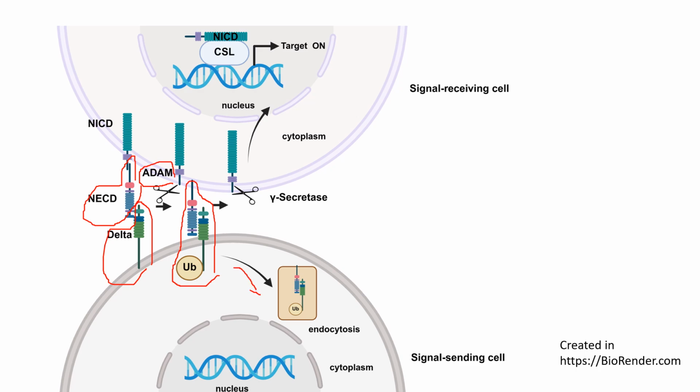The complex is endocytosed into the signal sending cell, and in the signal receiving cell, a second cleavage by the gamma secretase releases the Notch intracellular domain, which therefore translocates into the nucleus to bind to transcription factors involved in the expression of Notch target genes, which ends up in regulating cell proliferation and cell differentiation. This will be all for today.